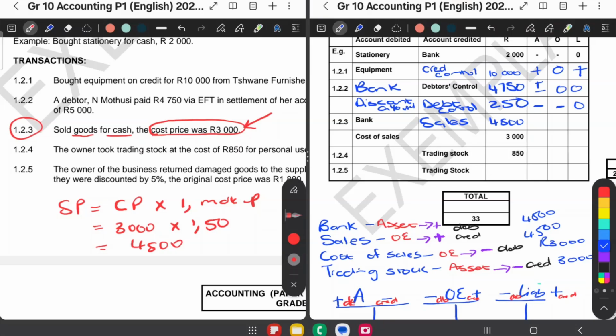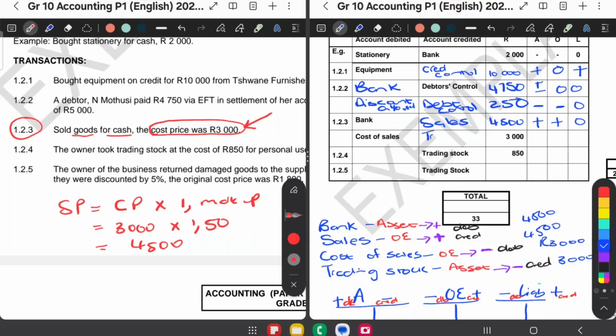Okay, so let's go. This is an asset and a plus. So we go asset plus. This is owner's equity and plus. Owner's equity plus, no liabilities. Then let's go here. Cost of sales will be debited. So under account debited, it's cost of sales. Already there. Trading stock will be credited.